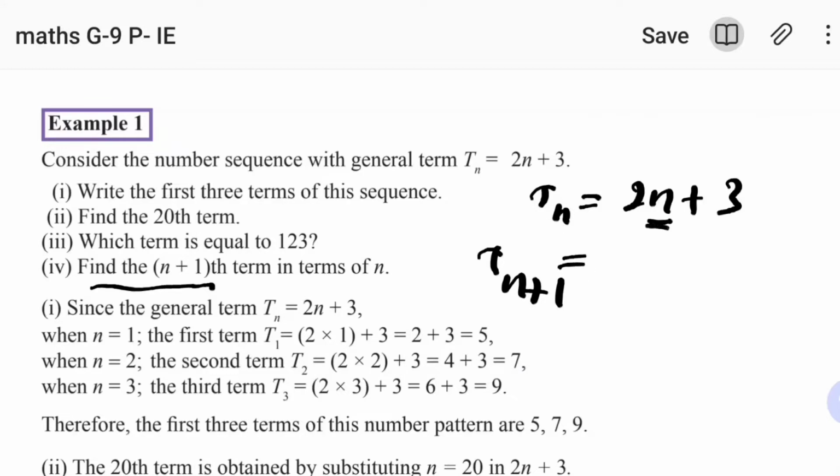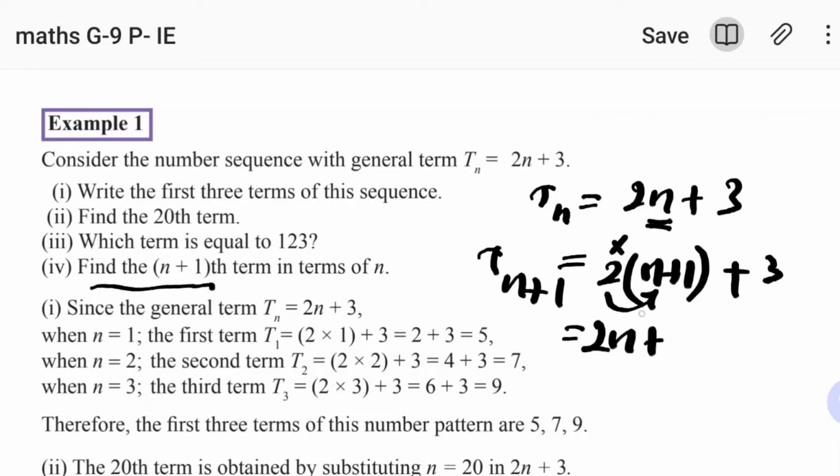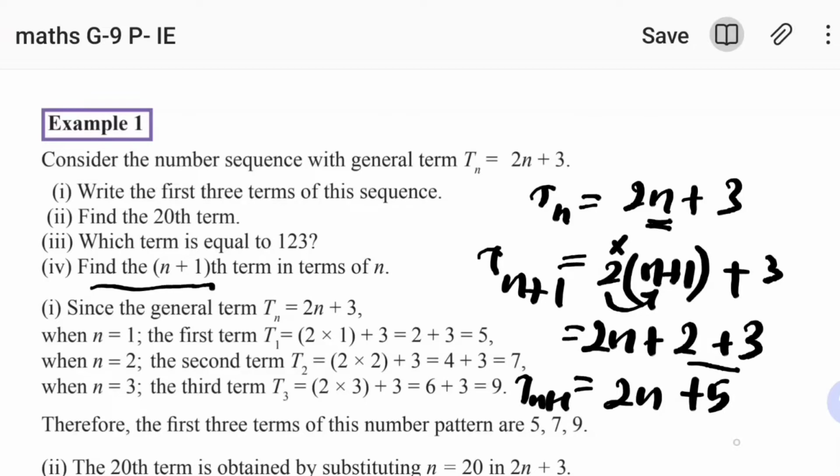So instead of n, we need to put n plus 1, and we will write it like this, because we have to use this parenthesis because it's a multiplication between these two. So how do you multiply this? 2 times n is 2n, 2 times 1 is 2, and then we have this 3. So the (n plus 1)th term is 2n plus 5, that is 2 plus 3. So that's how you derive that.